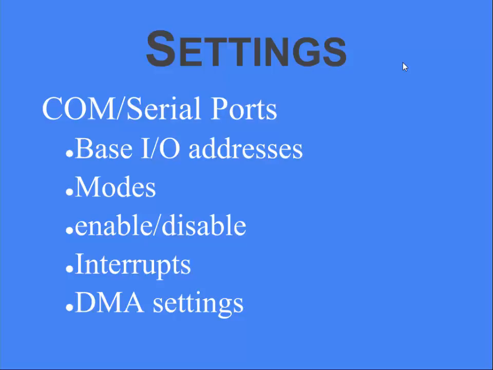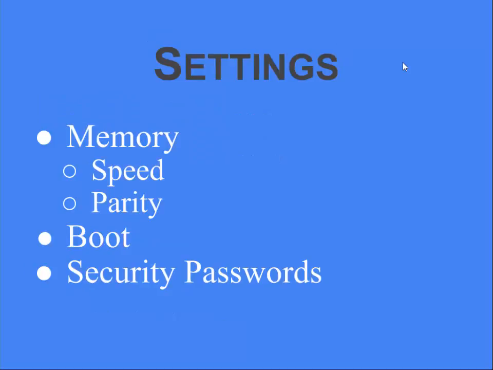There are also settings for memory. You can set the speed of your memory. Say you want to overclock a little bit, you can speed that up. There's parity. This allows your memory to be a little bit more picky about what it reads. And there's 2, well, I guess perhaps 3 types of parity.